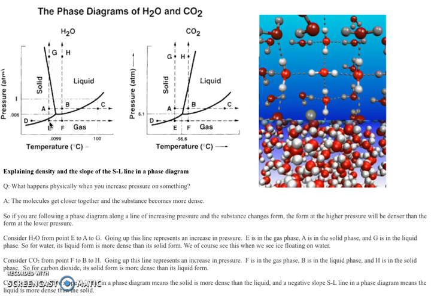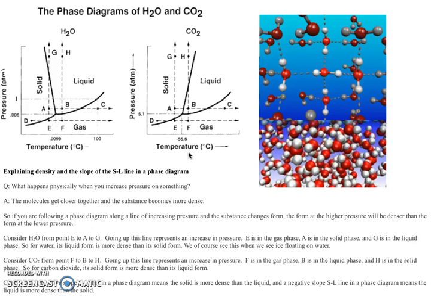If we look at point E to point A to point G, we see that the pressure is increasing. But look what happens. As the pressure is increasing, so does the density. So gas is the least dense, and then solid is the next least dense, and then the most dense is liquid. So in this case, the liquid is more dense than the solid.